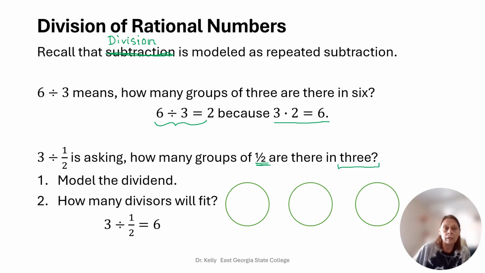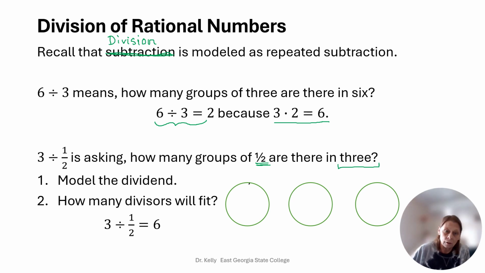So first, let's model the dividend. The dividend is 3. Remember that the dividend is the number you're dividing into, and the divisor is the number that you're using to divide. So first we model the dividend. That is 3. Here's 1, 2, and 3. And then we want to know how many divisors will fit. So the idea is how many halves can we get in here?